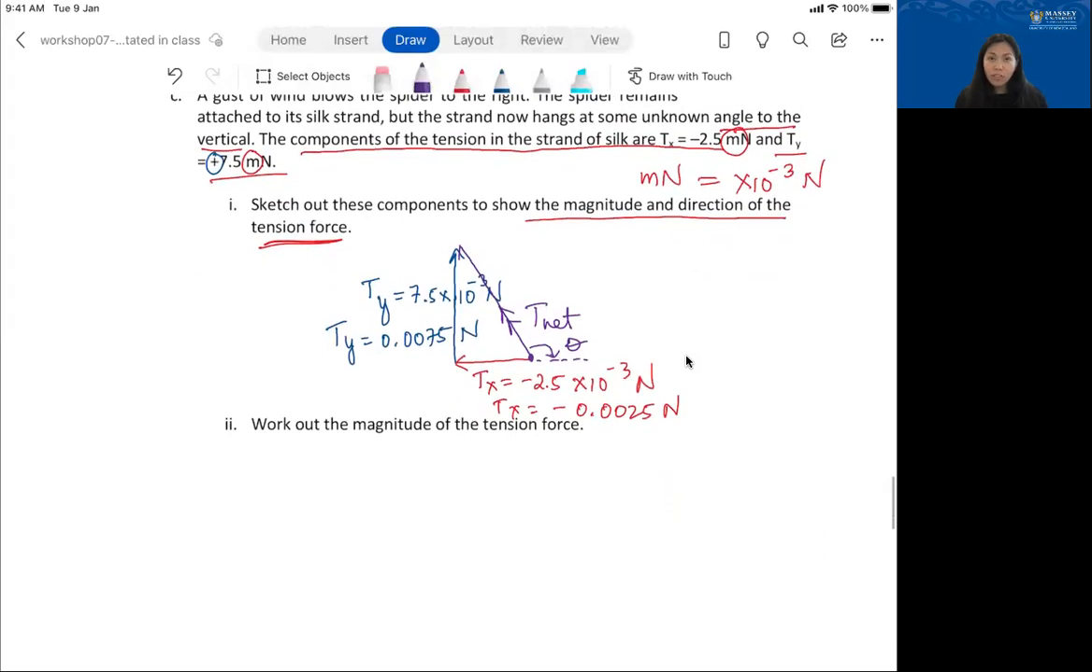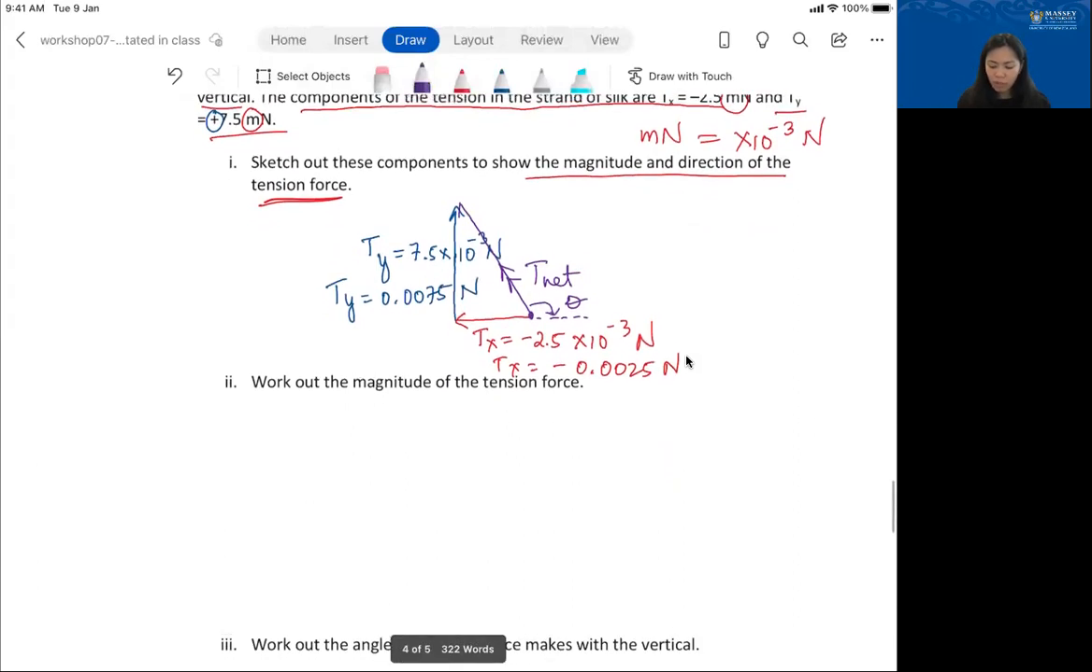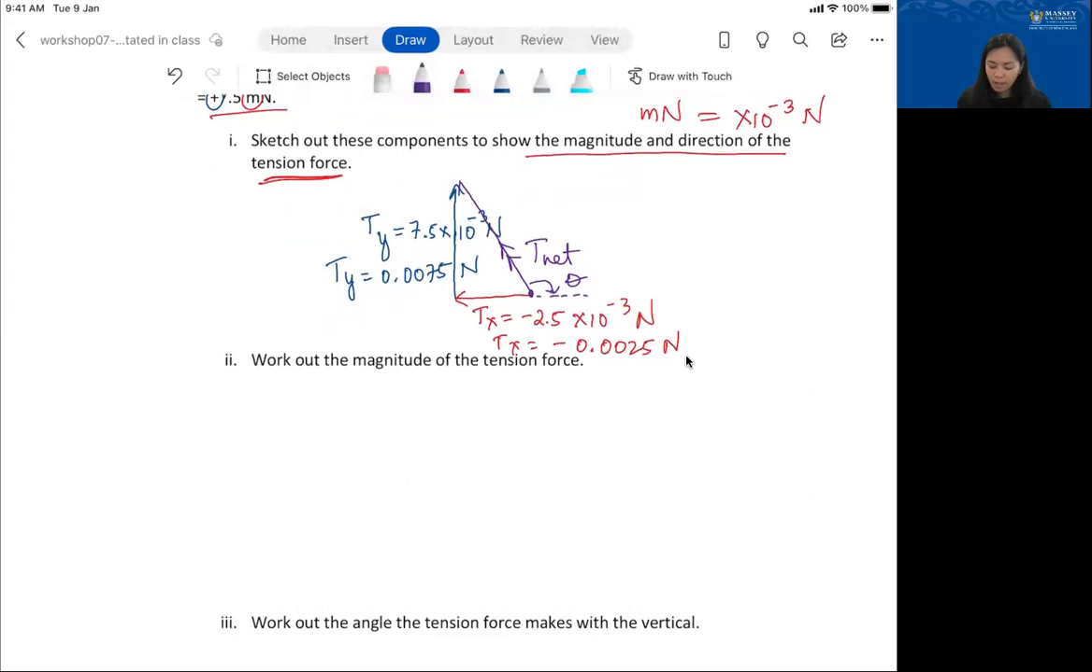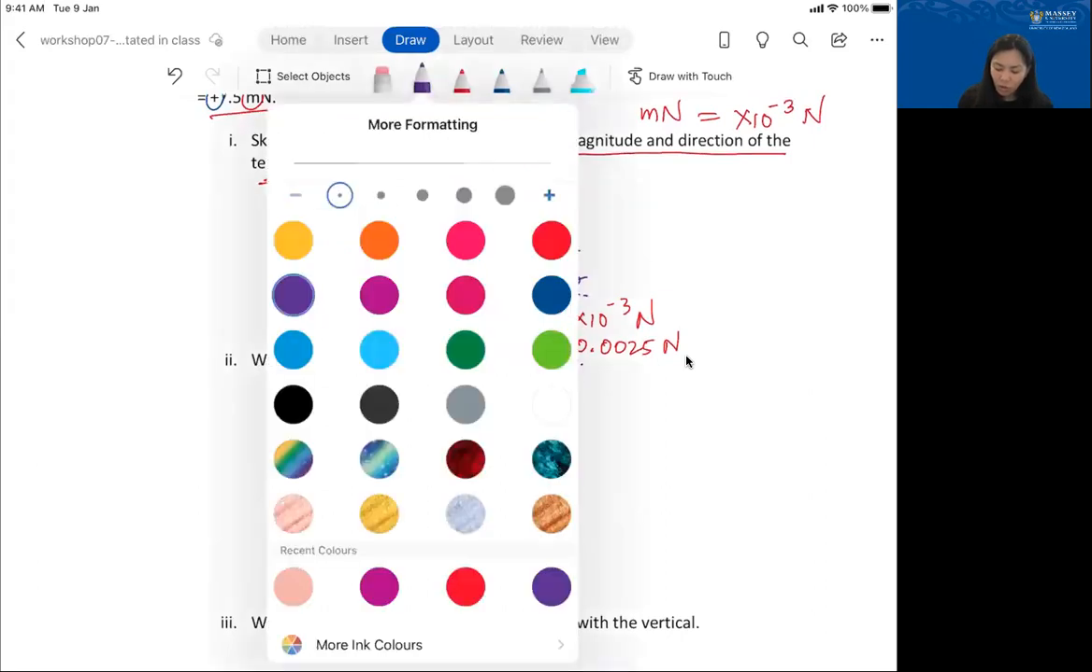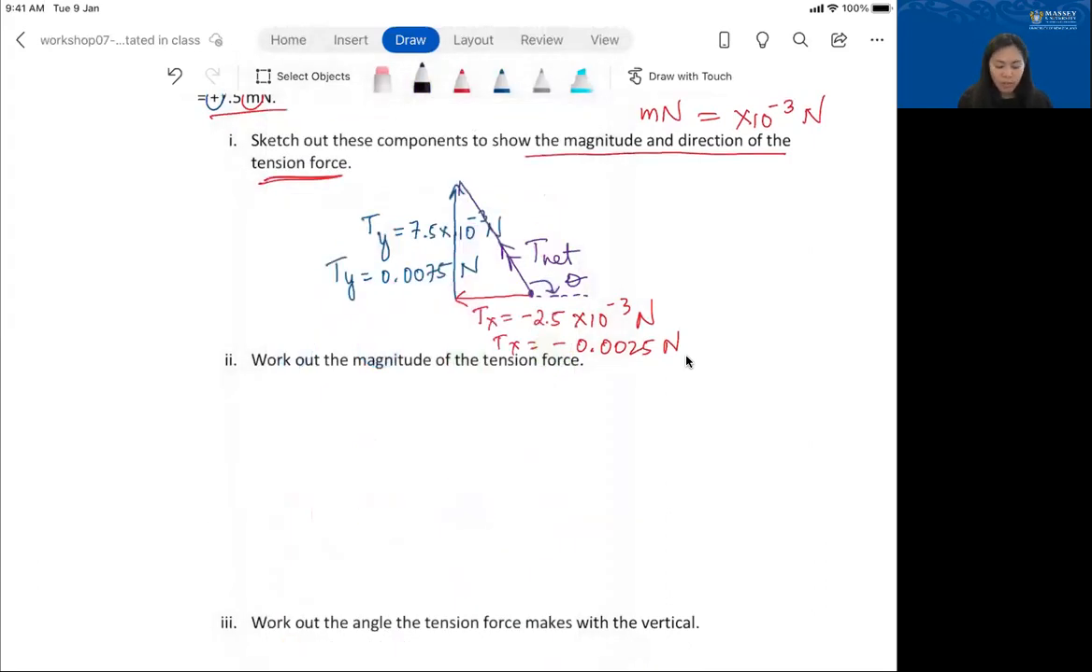Right. Next question, work out the magnitude. If you have any questions, just feel free to pop it in the chat box as we go along, or just unmute yourself and ask directly. So work out the magnitude of the tension force. So we see here the magnitude is the diagonal of a right angled triangle. So the magnitude of that will be from Pythagoras theorem.